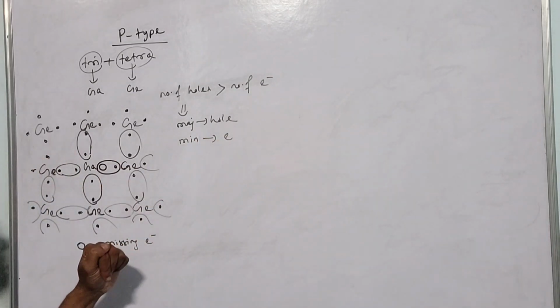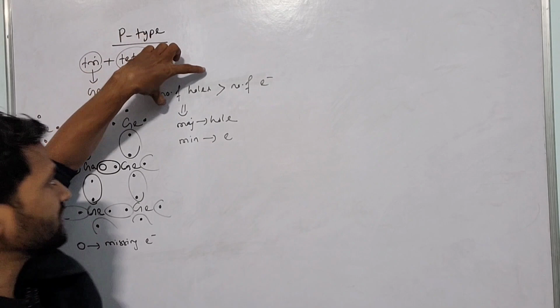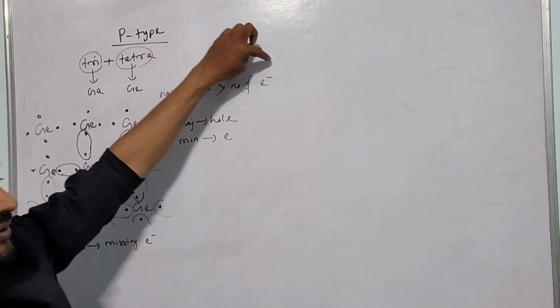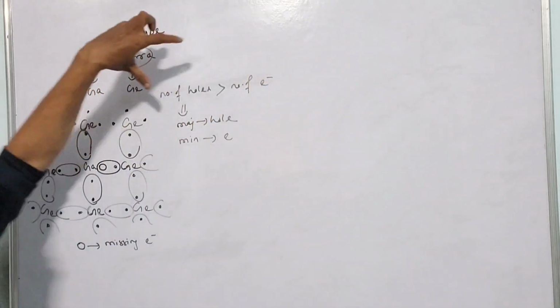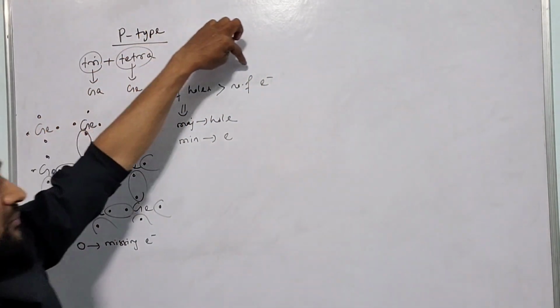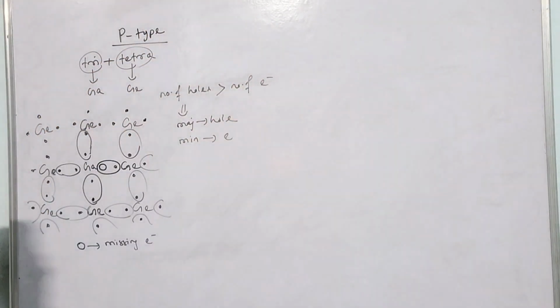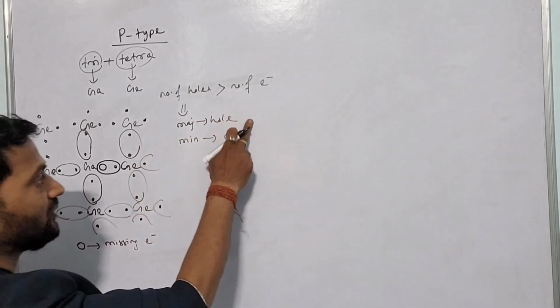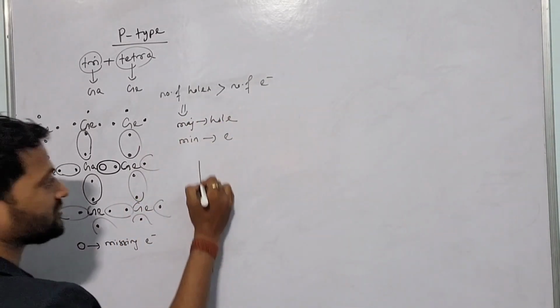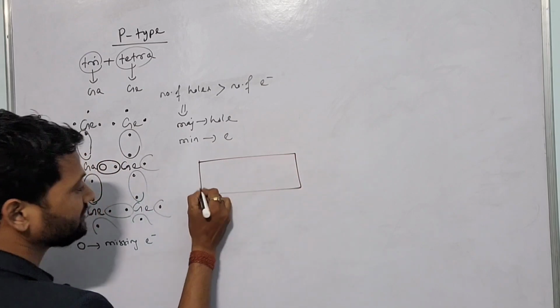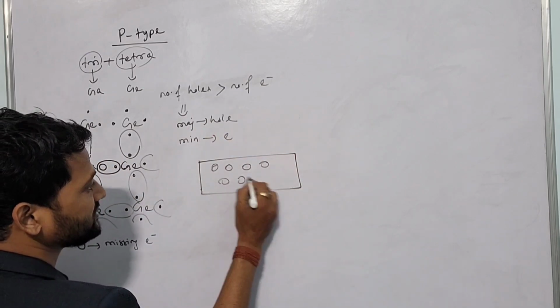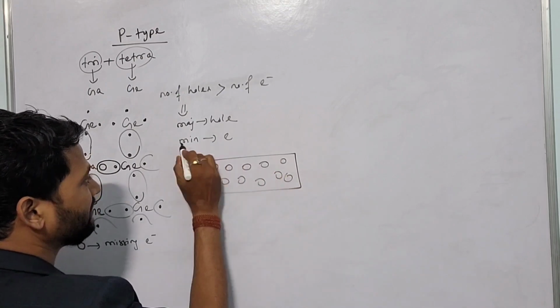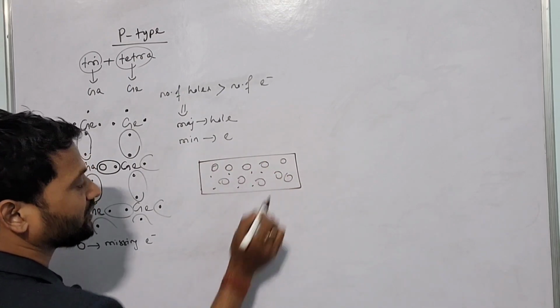So in p-type semiconductor, again I repeat, the number of holes will be more than the number of electrons, or hole density will be more than electron density. So the majority charge carrier is hole, the minority charge carrier is electron. Let us draw the block diagram. Since majority charge carriers are holes, these are the holes, and minority are the electrons, these are the electrons.